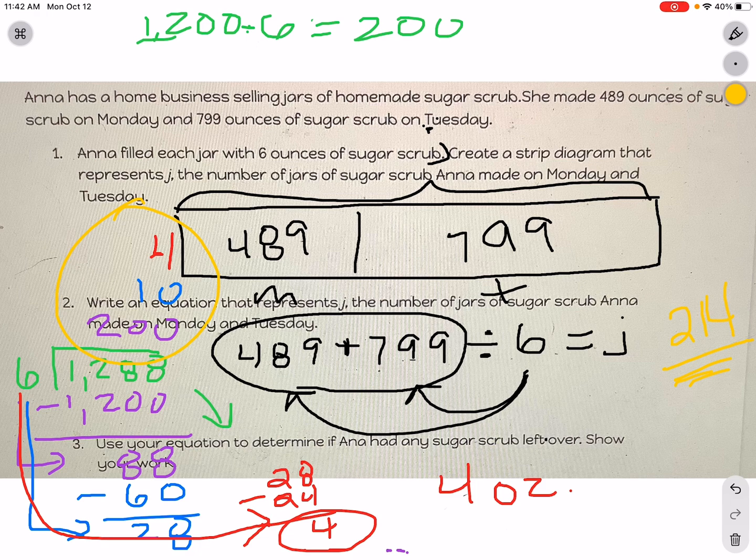She made 214 jars of sugar scrub. She had 4 ounces of sugar scrub left over. You could check yourself by doing, as you know, you can multiply 214 times 6, but then you have to figure out what to do with the 4. We're not going to do that in this problem, but just know that you can go back and check yourself.